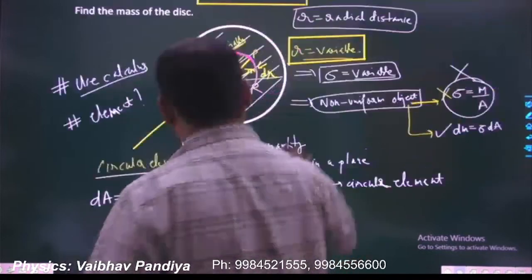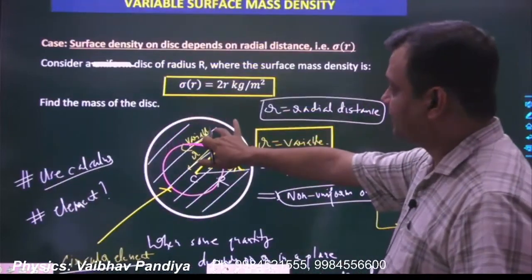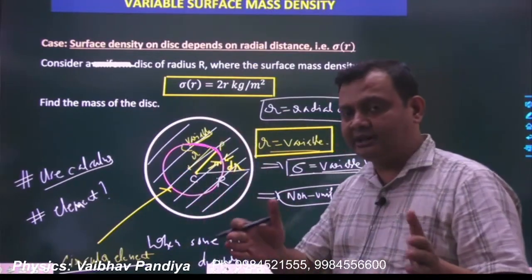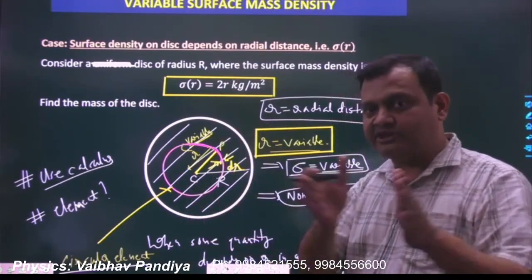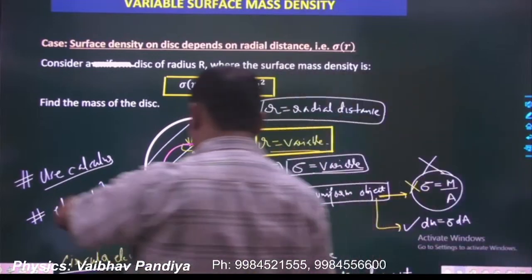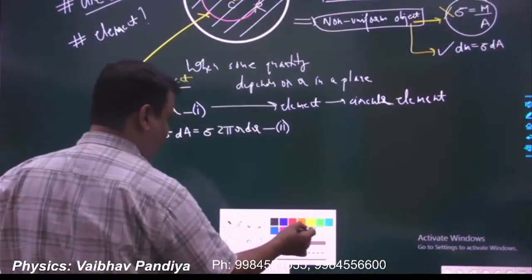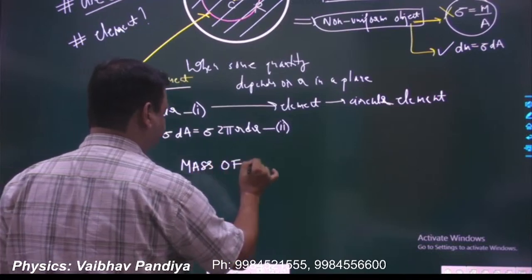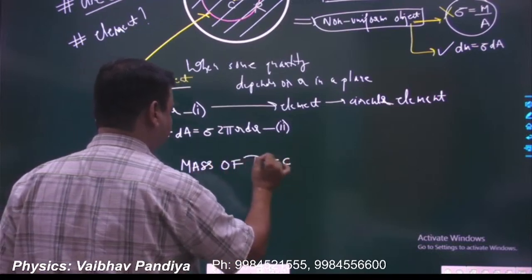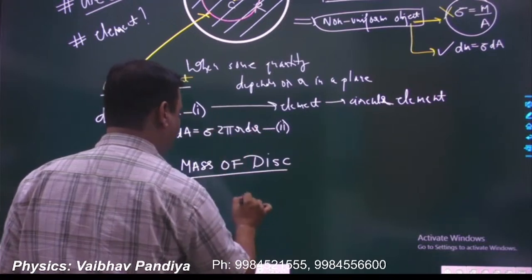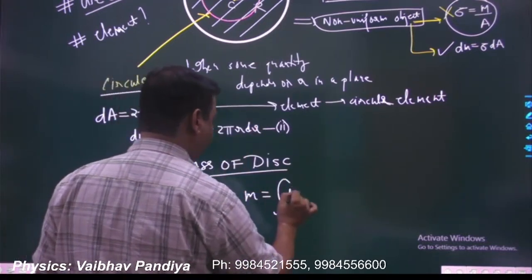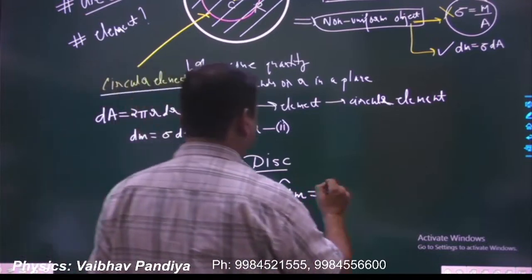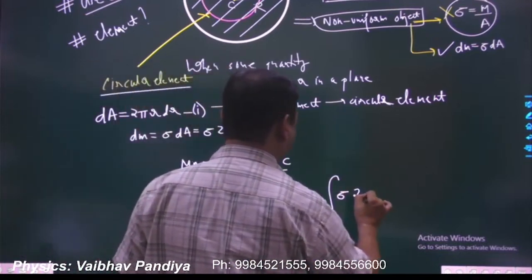Now suppose you have to find the mass of the disk. The disk will contain a large number of such elements distributed continuously. So for finding the mass of the disk, you have to add all the masses. So you can write m, say total mass, and addition in calculus means integral. Whenever you are adding infinitesimals, it means integral. So it will be integral of sigma 2 pi r dr.